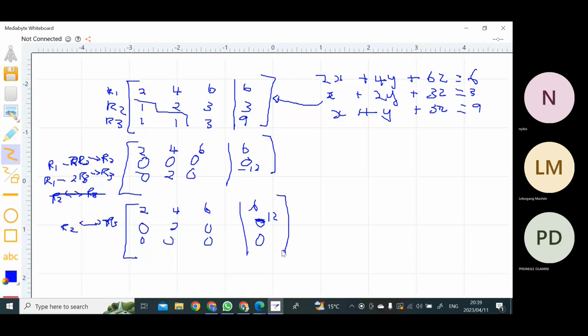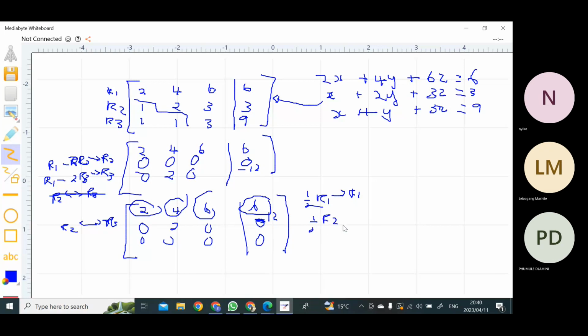So in this matrix here now, you are allowed to divide. If you have 2 here, you have 4, you have 6, you have 6, you can even divide by 2 and you won't get a remainder. And even here, if you have 2 and negative 12, you can divide by 2. So row 1, we are going to divide by 2, that is multiply by 1 over 2, to achieve the new row 1, and row 2 is also going to be multiplied by 1 over 2 to achieve what?